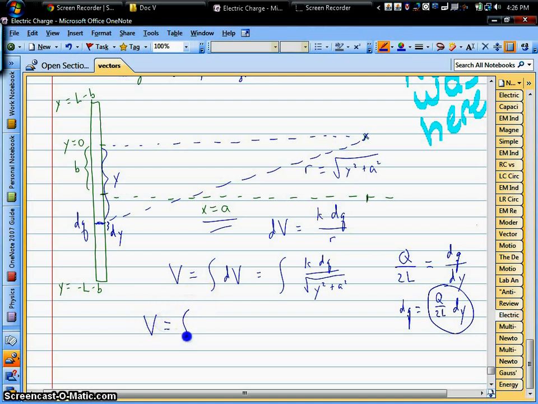So what it looks like is we have our constant. We now substitute in for dq: total charge over total length times dy, all over our distance.